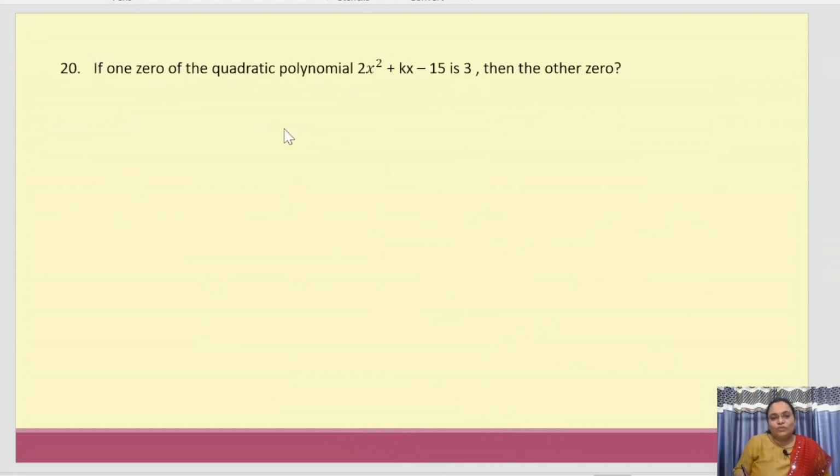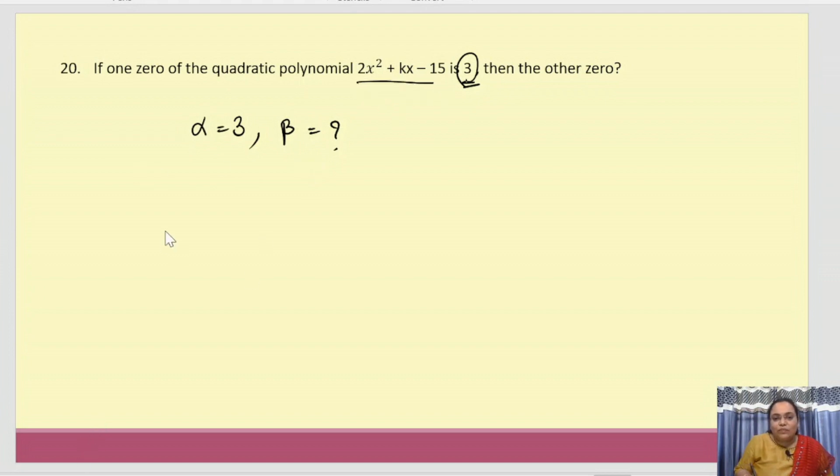So let us see the next question. If one zero of the quadratic polynomial is 3, then we need to find the other zero. So see here. So we have two zeros. So let us assume the two zeros to be alpha and beta. Okay. So if one zero is 3, let us take alpha is equal to 3. Then we need to find the value of beta.